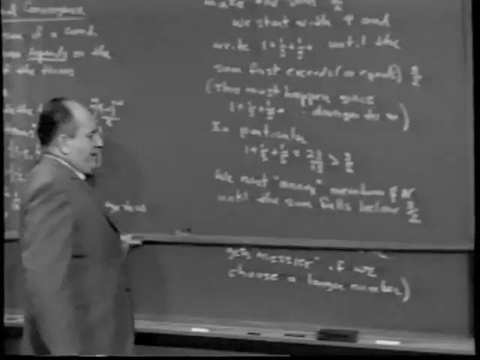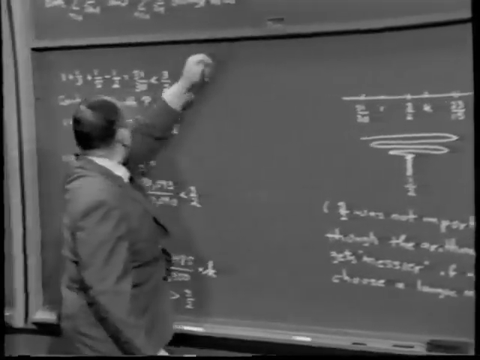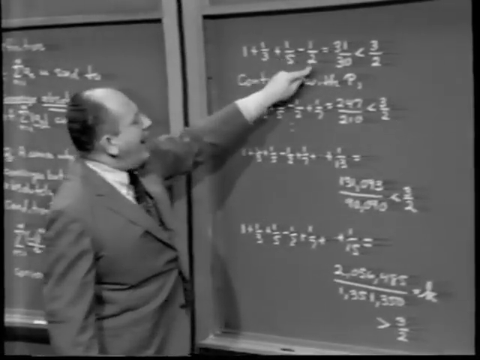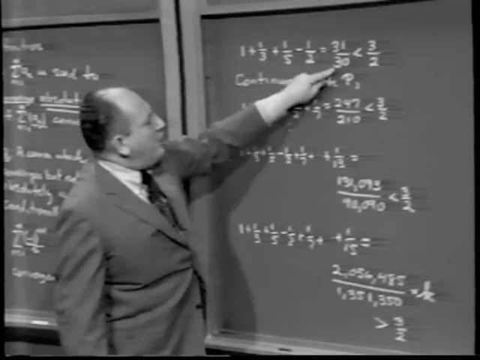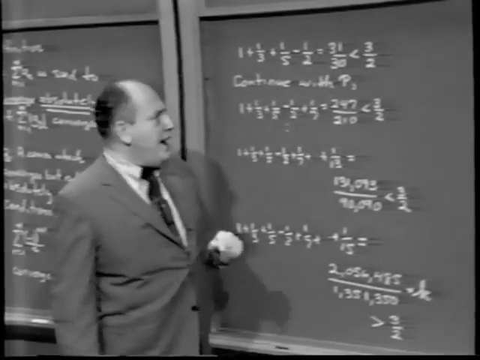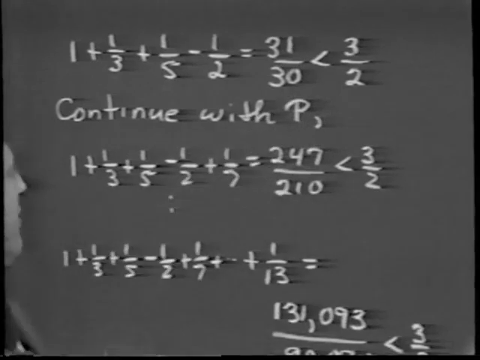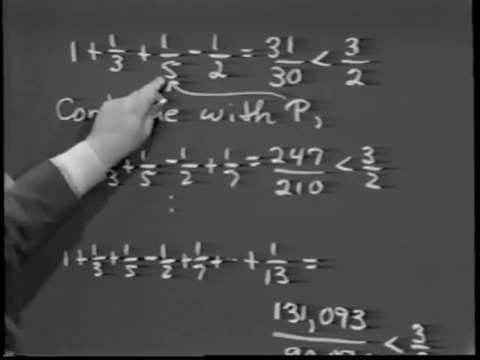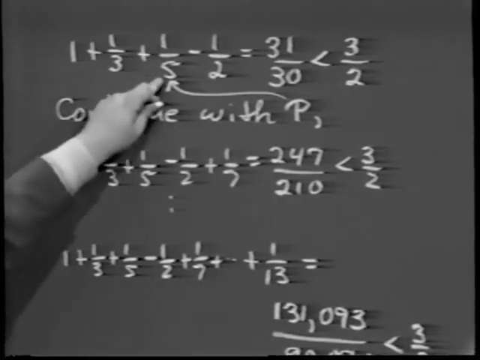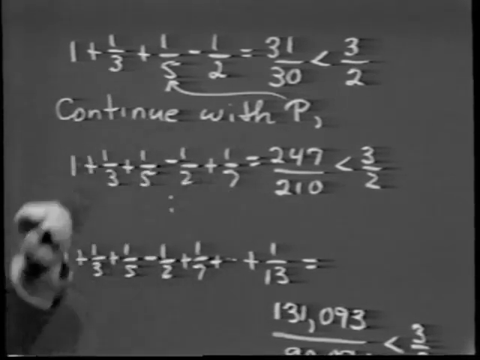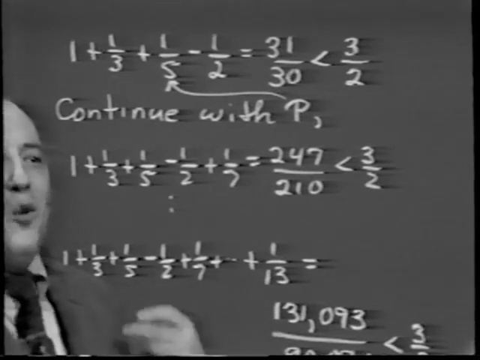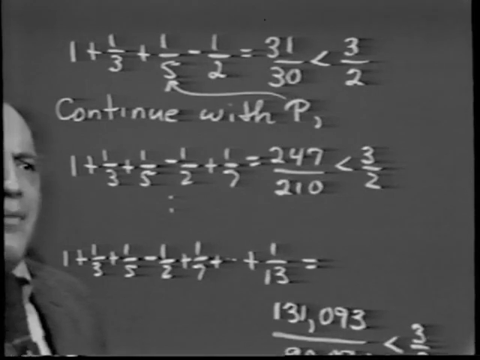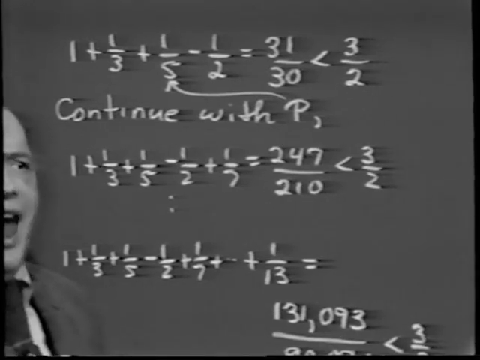See? Watch what I'm doing here. I stopped at 1/5 here. I have 1 plus a third plus a fifth. Now I subtract a half. That gives me 31/30ths, and that's less than 3 halves. So now my sum is below 3 halves. What I do next is I continue with P where I left off. See, I left off with 1/5. I now start tacking on 1/7, 1/9, 1/11, 1/13, etc., until the sum again exceeds 3 halves.